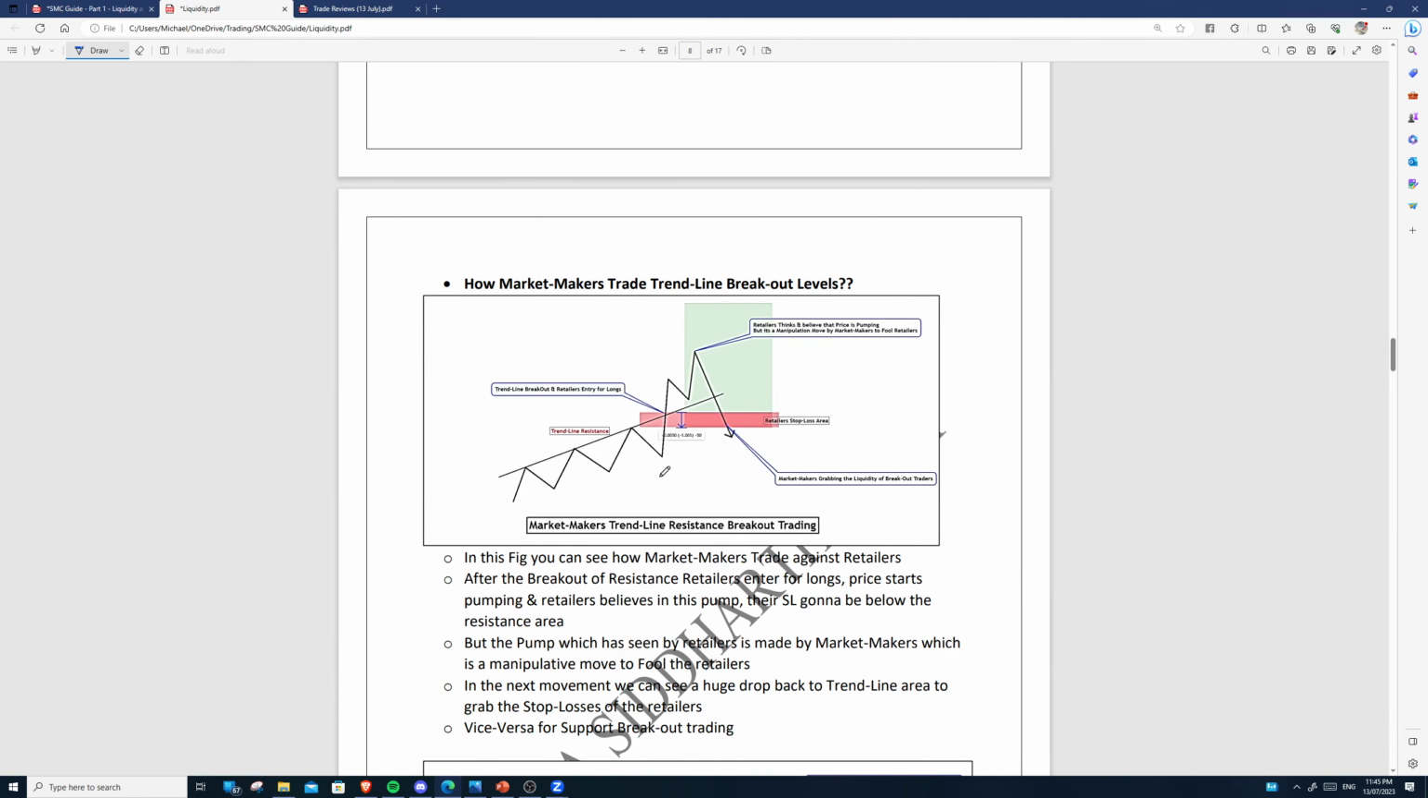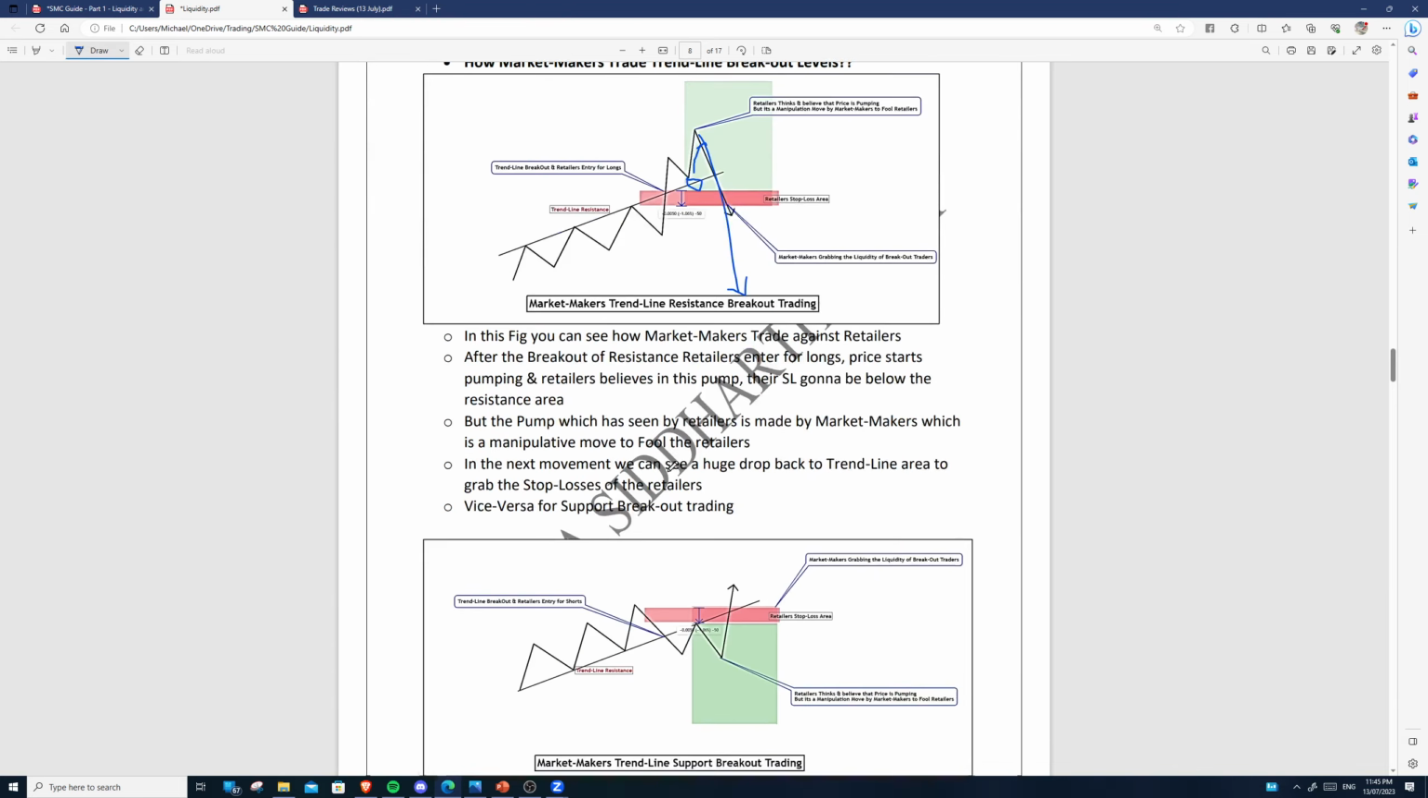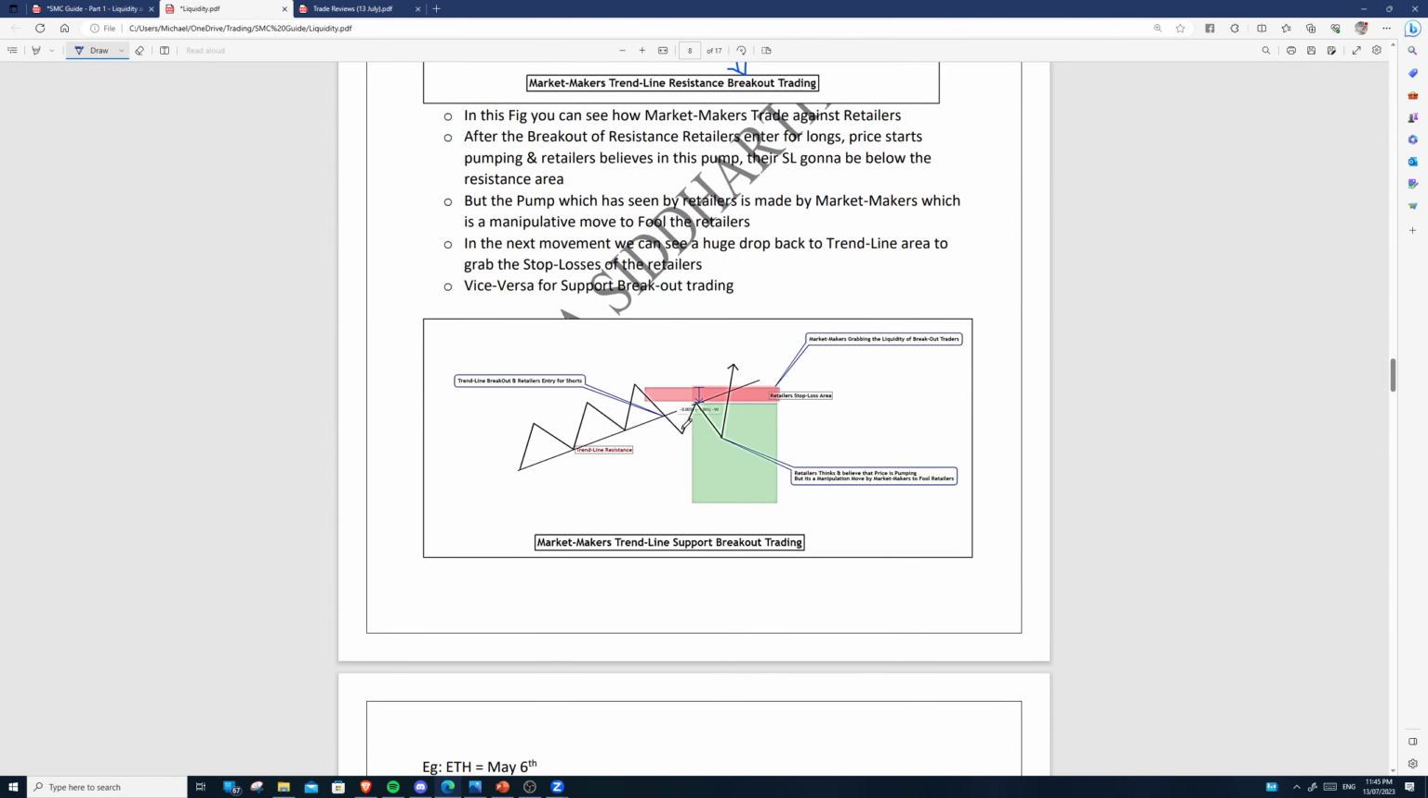So how will the market makers counter trade that? They create the touch of the trend line, they expand a bit up, and suddenly they dump the price straight to the stop loss. That's one scenario, and same thing the other way around. So a touch of the resistance trend line, a little move down, and then suddenly a push up to take out all of those stop losses.